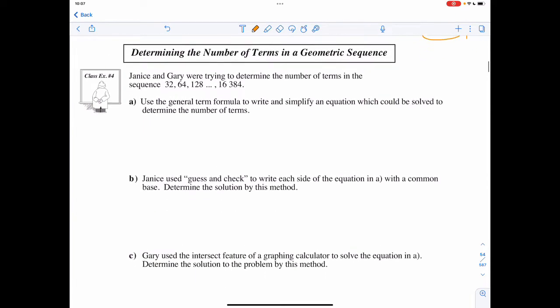Now, if I need to determine the number of terms in a geometric sequence, then I can use the general formula to write and simplify an equation which could be used to solve the general terms.